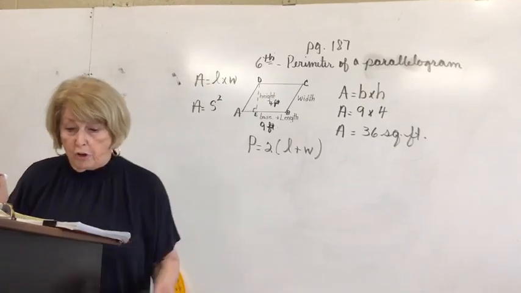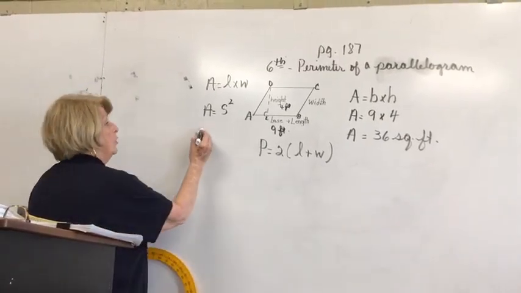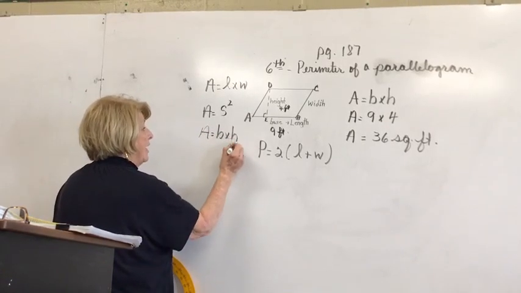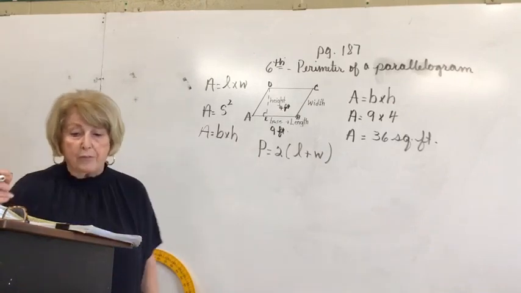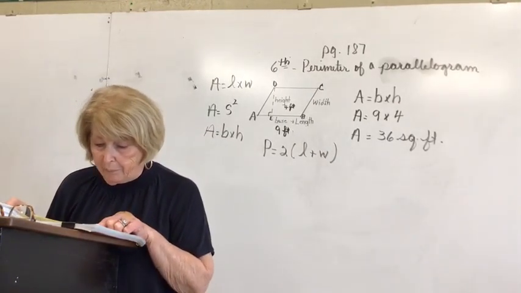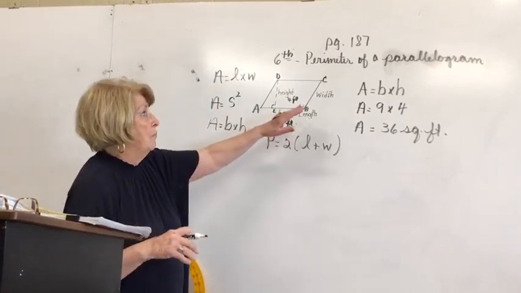So that was the first two. The next one is area of a parallelogram. You're going to fill in area equals base times height. Base times height. I want you to continue with this page on 187. Remember, you're saying base times height if you're doing a parallelogram.